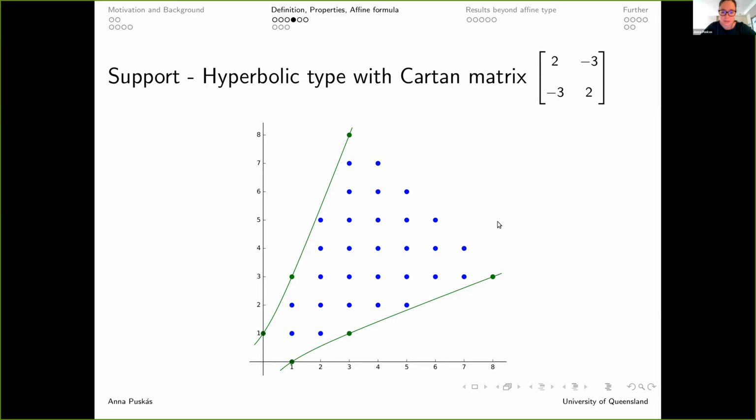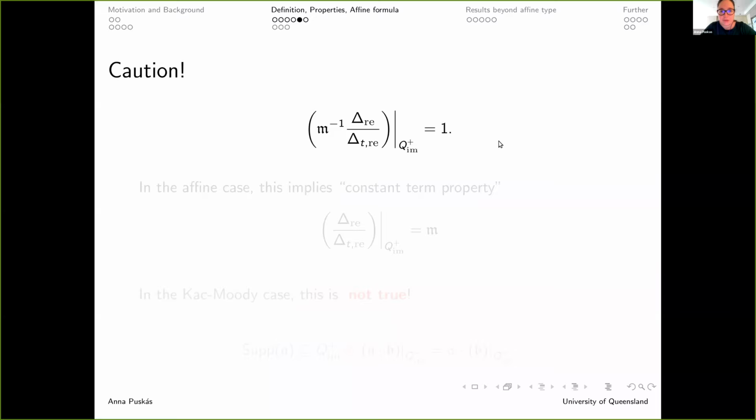Okay. Now here's a point which I wanted to bring attention to, which is how M is behaving differently from the affine setting in beyond affine type. It is that this identity I've said, that M inverse is an inverse of this quotient with respect to this cone. In the affine type, this implies that M is the constant term of this quotient. So if you restrict it to the imaginary cone, you just get M. In the Kac-Moody case, this is no longer true.